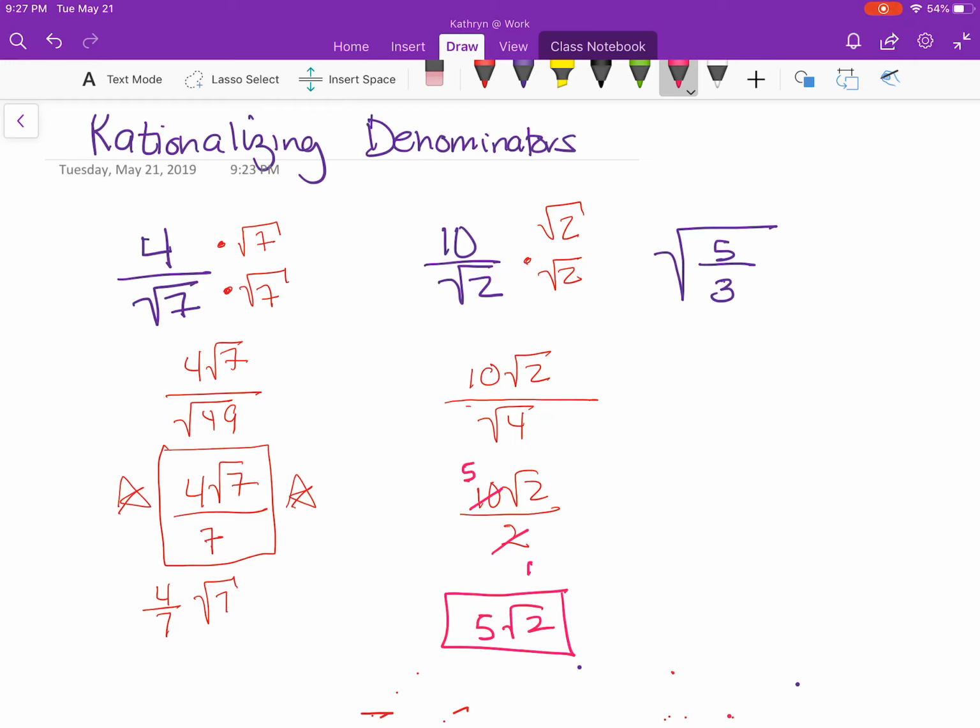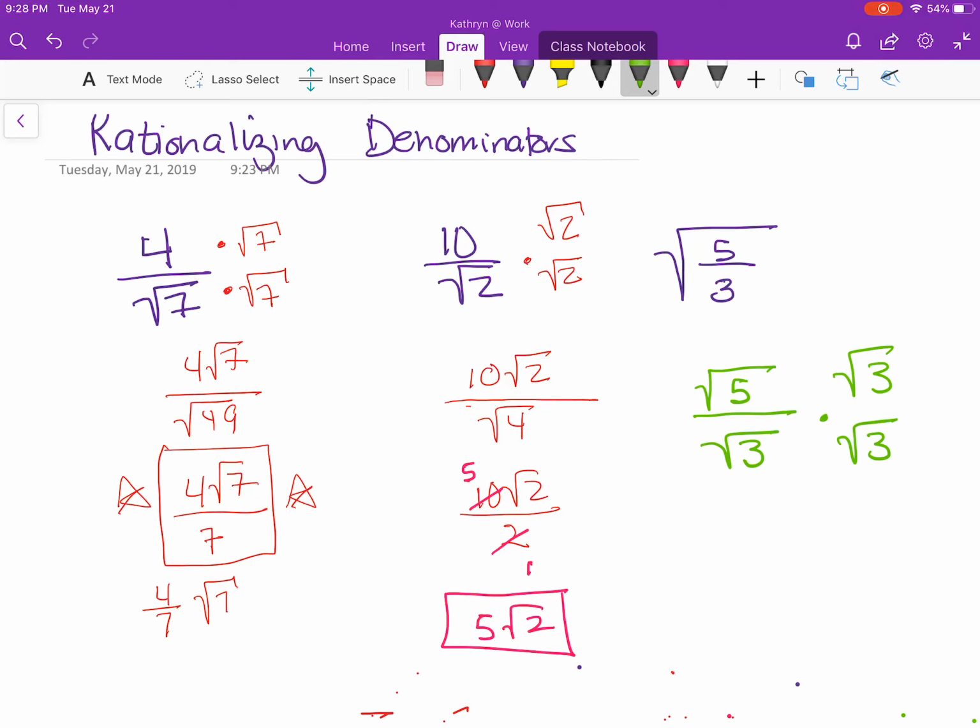And then the last example I'm going to look at is a fraction underneath a square root sign. And if I'm simplifying, I don't want to have any fractions left under square roots. So I'll split up the fraction into the square root of 5 divided by the square root of 3. And that solves the problem of having a fraction underneath the square root sign. But now I've got a square root in the denominator, so I'm going to rationalize, multiplying top and bottom by the square root of 3.